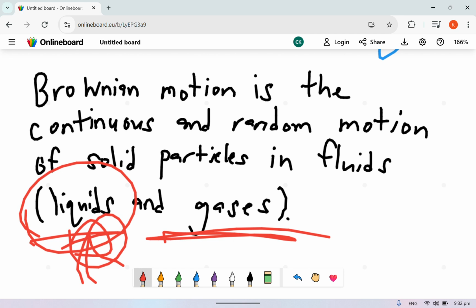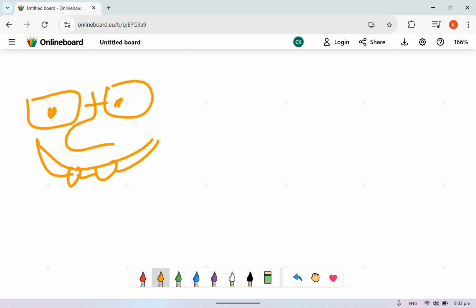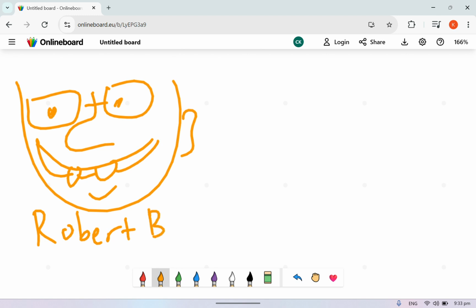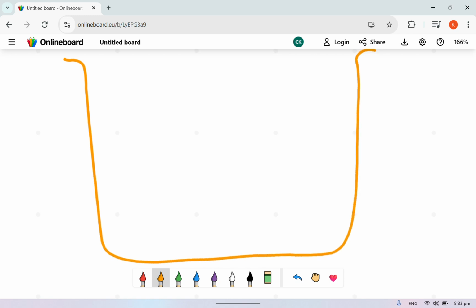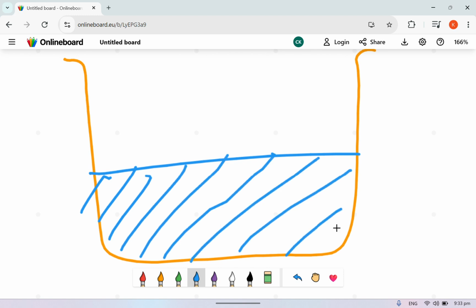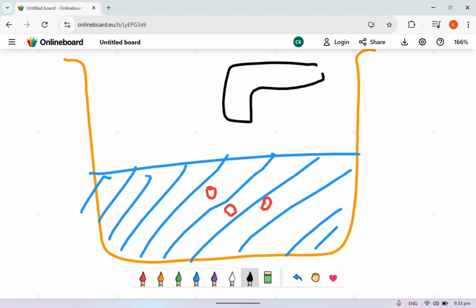And I'll give you a very historical example of Brownian motion in liquids. Brownian motion was discovered by this scientist, called Robert Brown, in 1827. You might ask, how? Why? Robert Brown decided to observe some pollen grains through a microscope. He took a beaker filled with water, and then took some pollen grains and threw them inside. He started observing these pollen grains through a little microscope. And guess what? These pollen grains were moving.